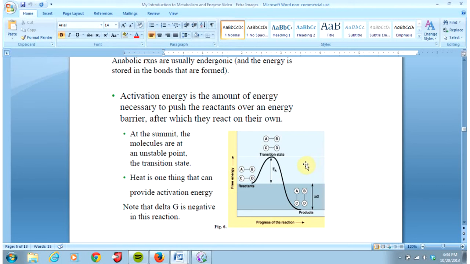In this particular reaction, we initially have to add in some activation energy like heat, but overall we lose energy in the reaction. The delta G, or change in free energy, is negative. So we are overall releasing energy. It's exergonic.